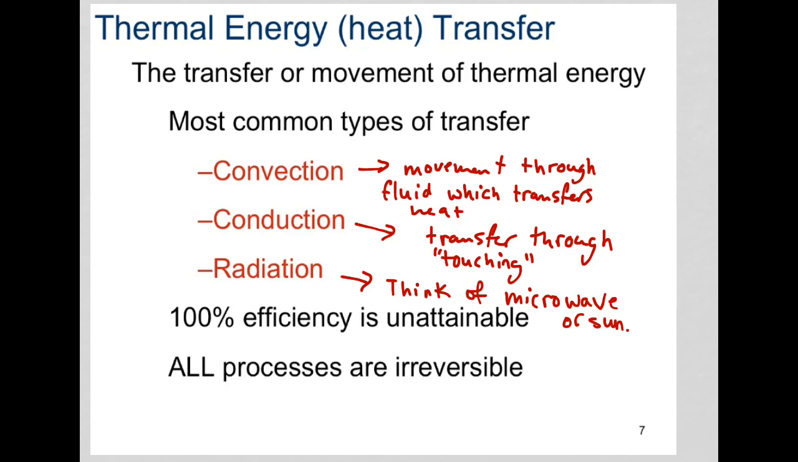These little notes at the bottom say 100% efficiency is unattainable, meaning when you transfer some energy, you're always losing some heat energy or thermal energy to the environment. And all processes are irreversible unless you heat it the other way. But that's not the same thing.